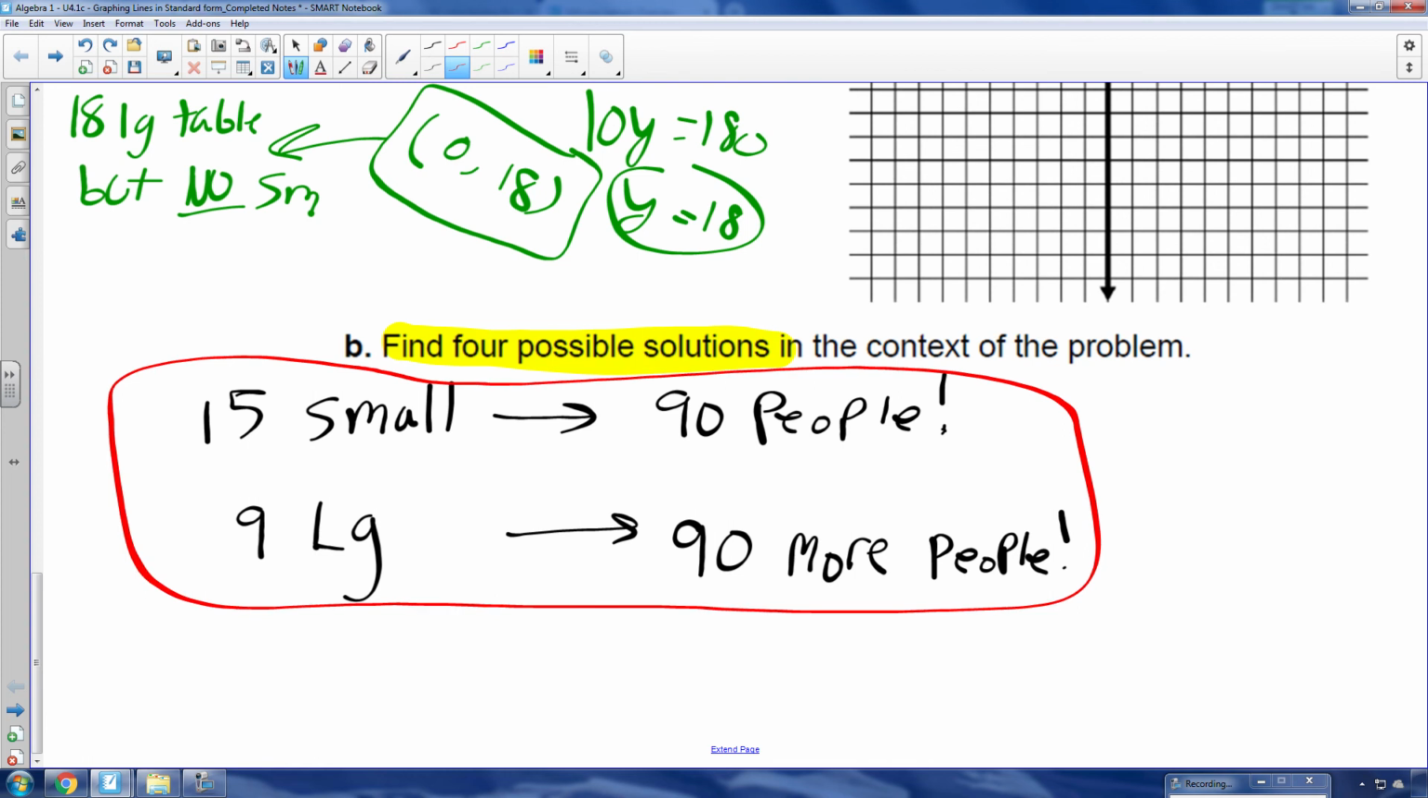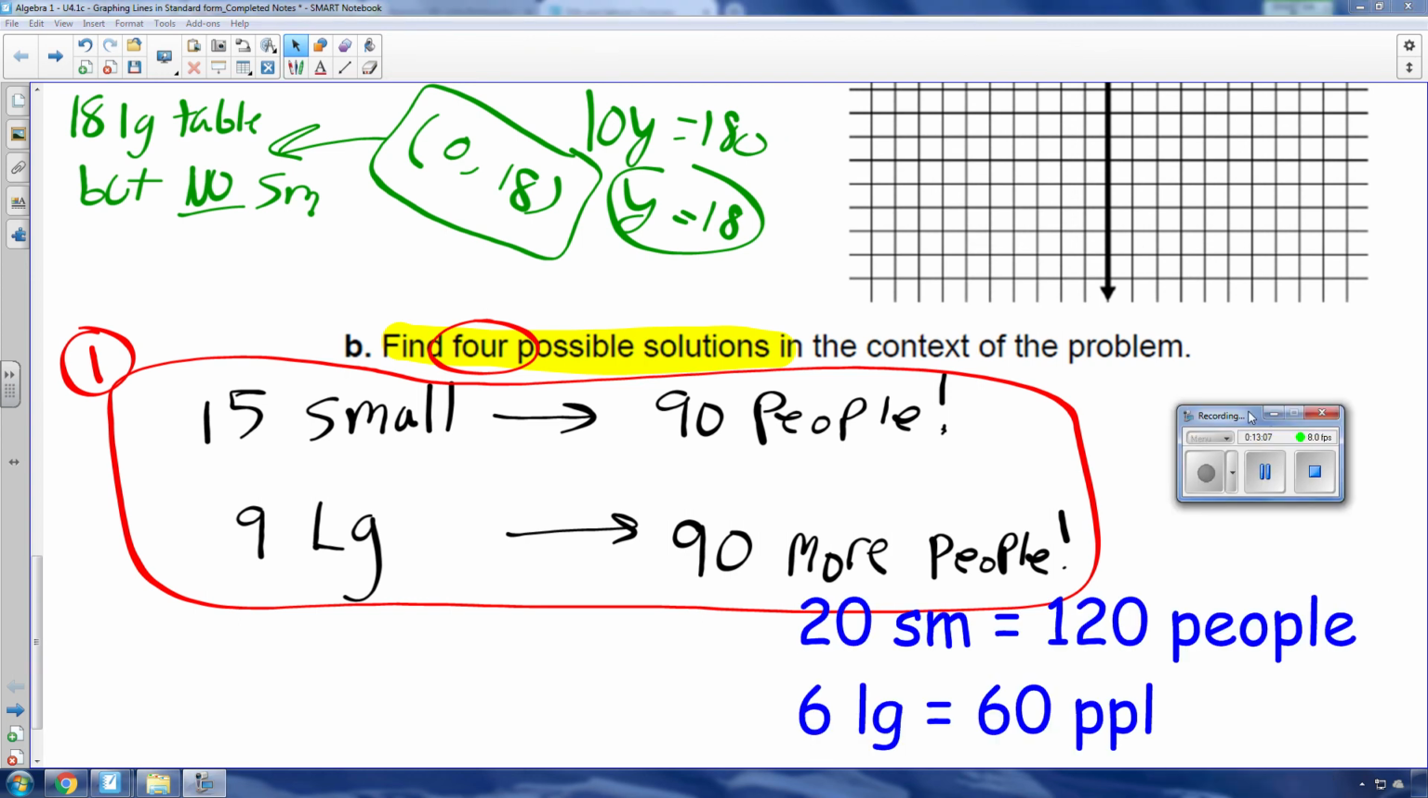So this is a solution. 15 small and 9 large. So this is one possible solution. It says find 4. This is 1. I'm giving you one of them. So try to think of a couple other solutions. Pause the video and give that a try.